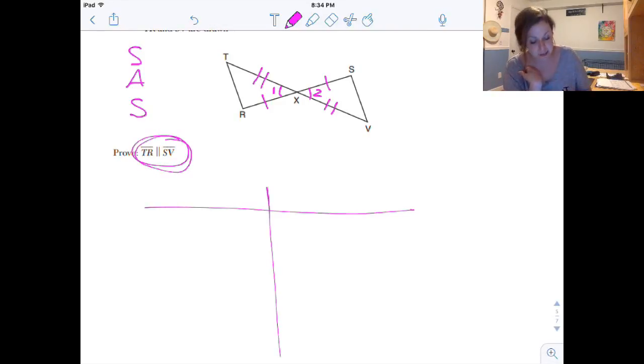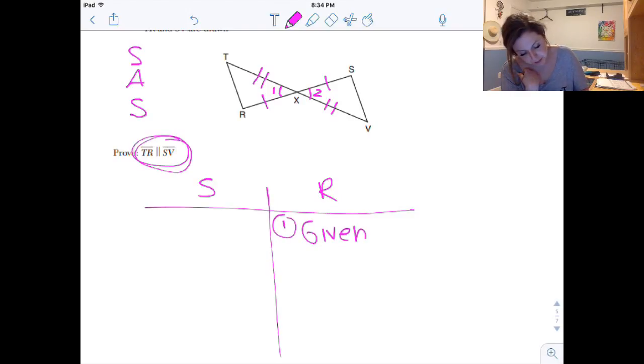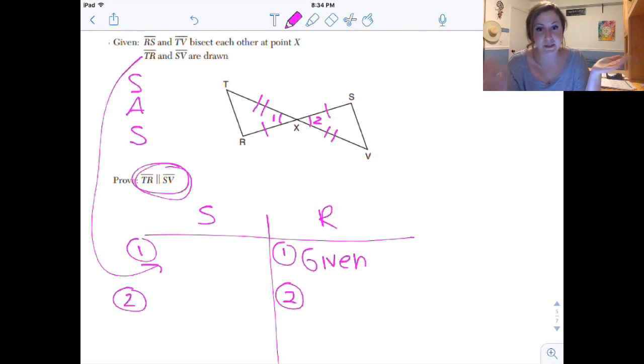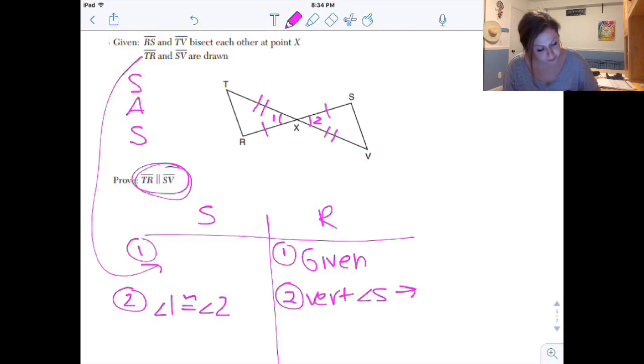So side, angle, side. Statement, reason. Number 1, given. And I'm going to copy that directly down. Again, make sure that you're copying it. In my given, how many congruent statements do you see? I see 0. Big fat goose egg. So I need to get all 3 congruent statements here for myself. So I'm going to start with my favorite, which is vertical angles. Angle 1 is congruent to angle 2 because vertical angles imply congruent angles. Angle, check. Got it. There's 1 congruent statement.